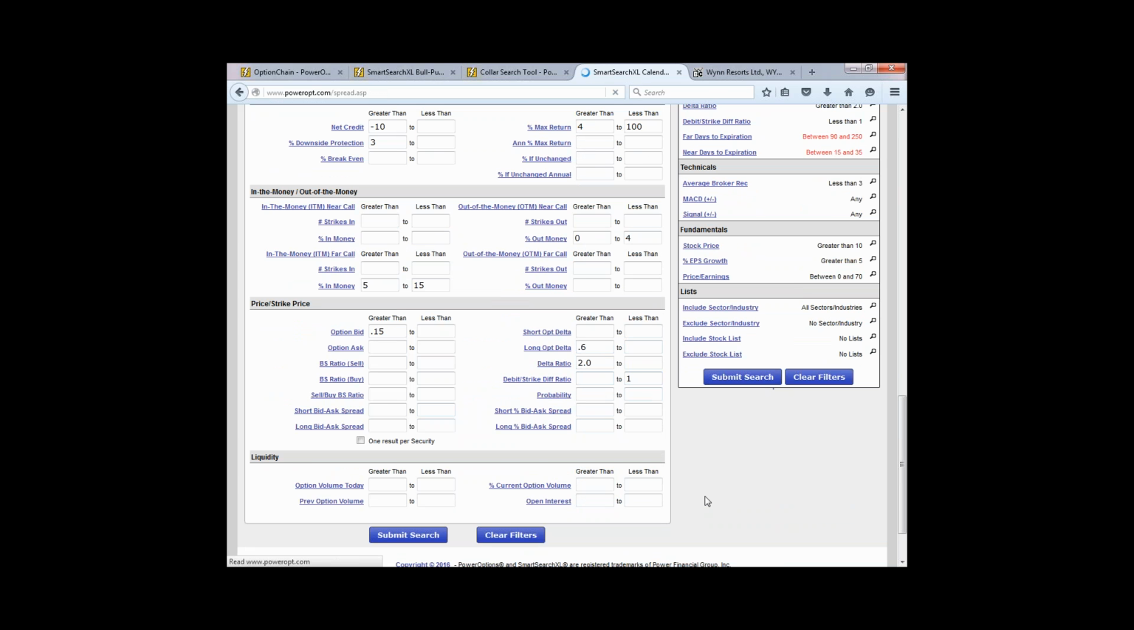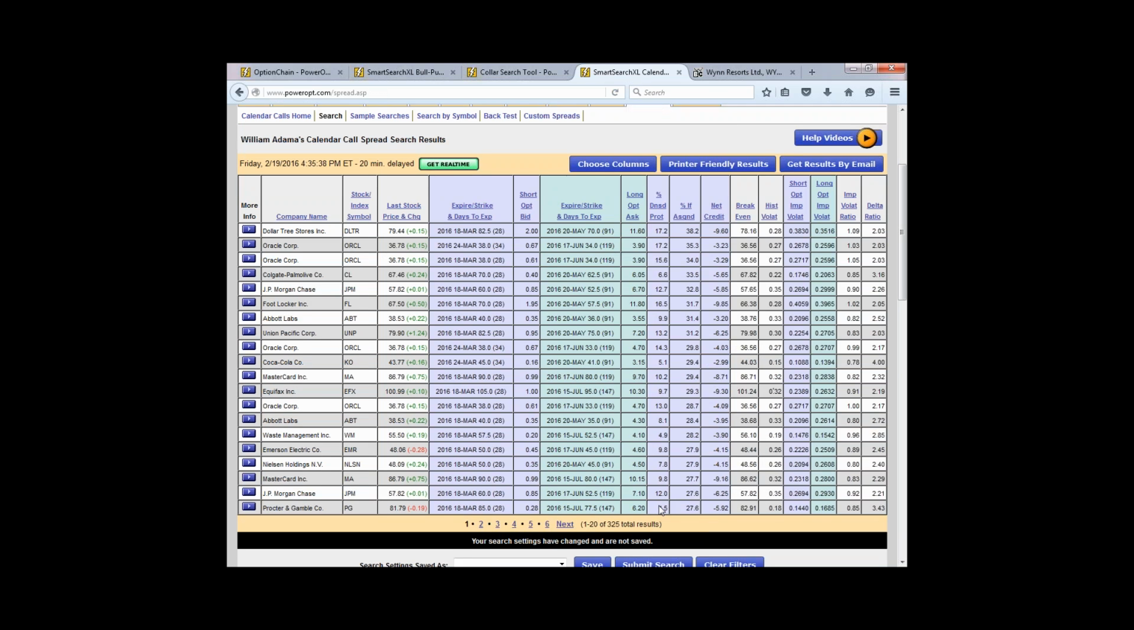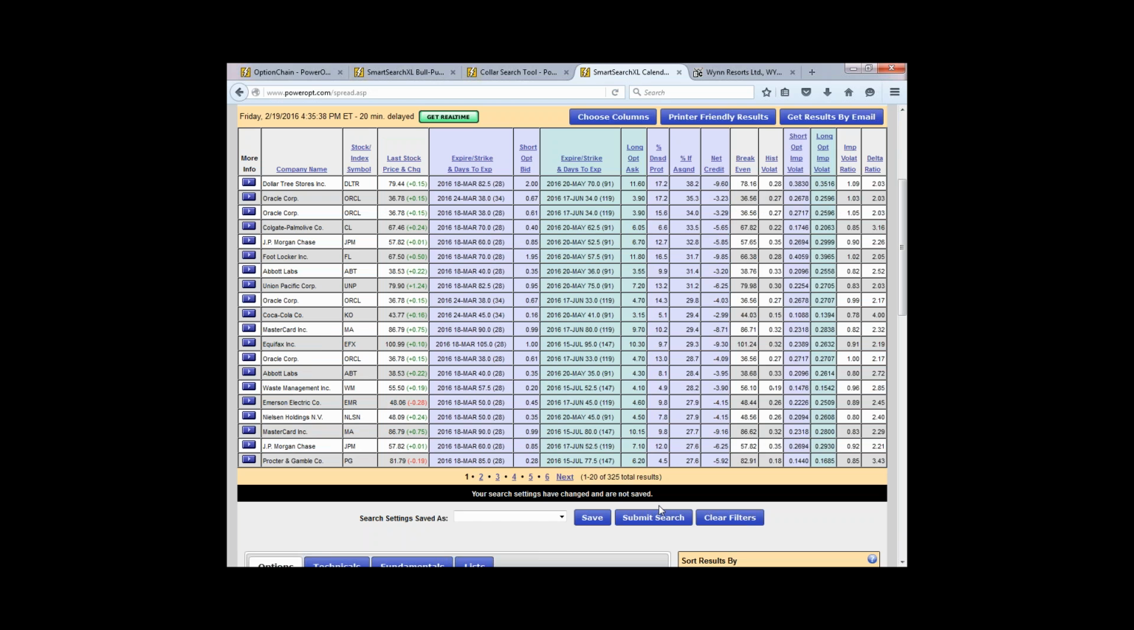But then, for the calendar call, you're going to have to look for the same stock criteria you'd look for when opening a covered call, a naked put, a bull put credit spread. You're looking for stocks that you feel are neutral to bullish in price.